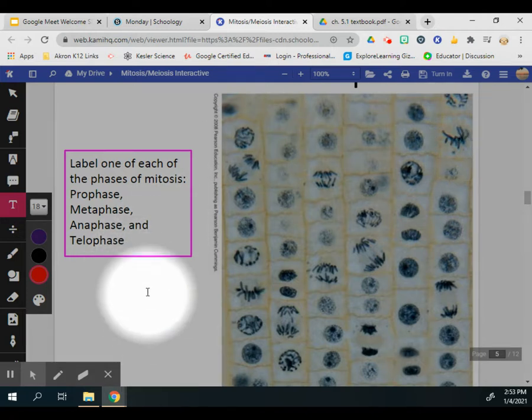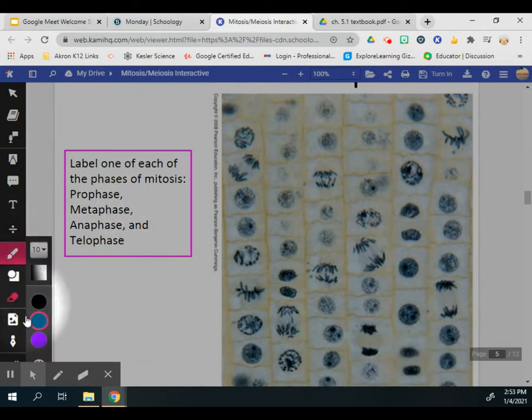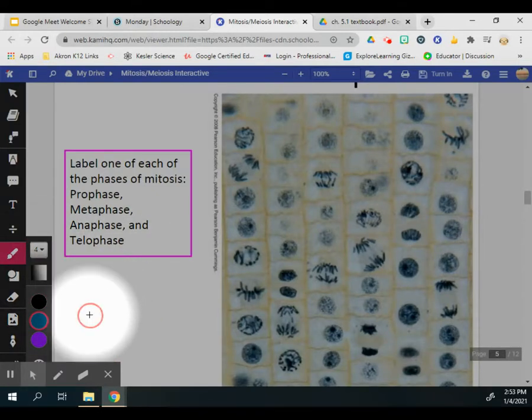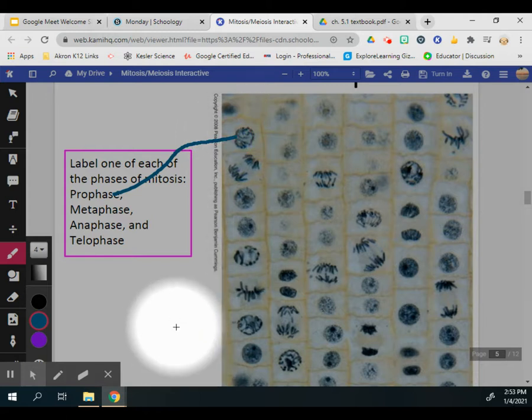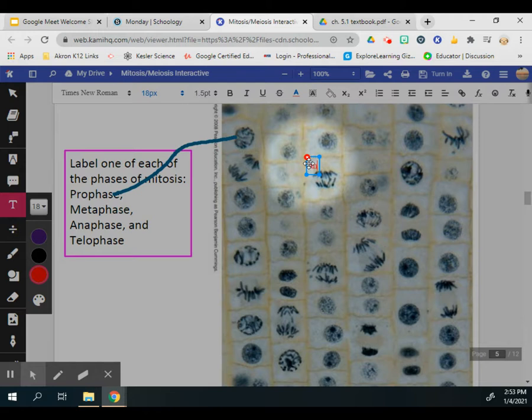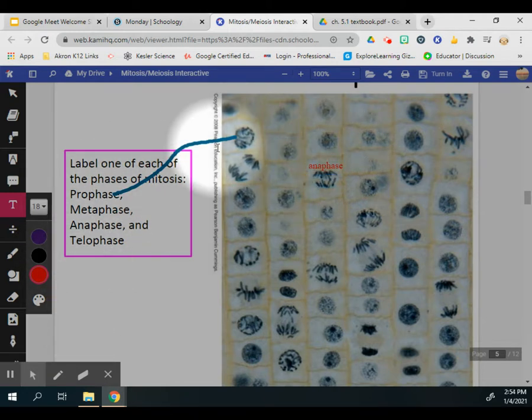So you pick one for prophase, one for metaphase, one for anaphase, one for telophase. Okay. You can do this a number of ways. You can just take your drawing tool, make it a little thinner than that. I would do like a 4 maybe, and you can draw a line from the name of the phase to the cell, or you can type. This one is anaphase. You can do something like that. So it's up to you how you want to label or identify these cells, but you're going to choose one for each of the phases.